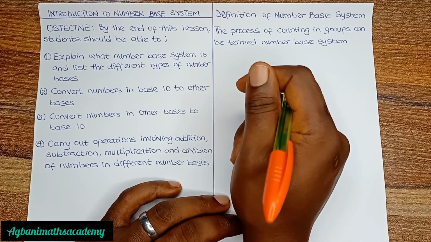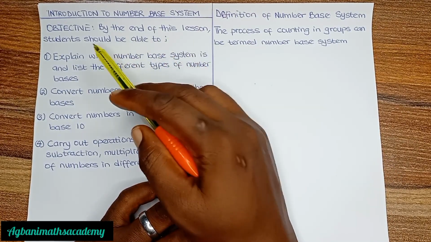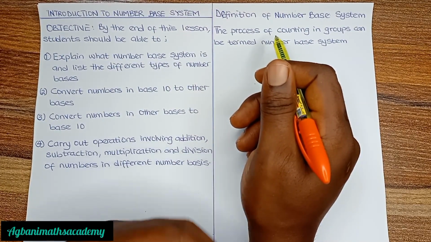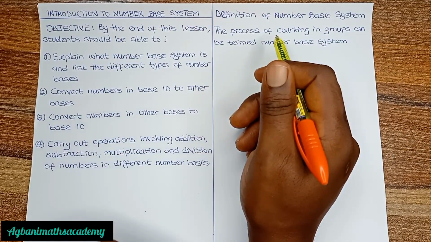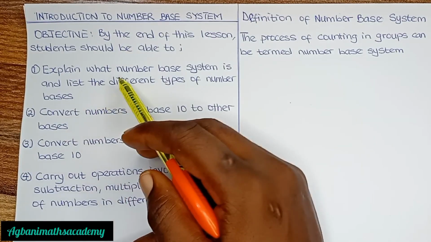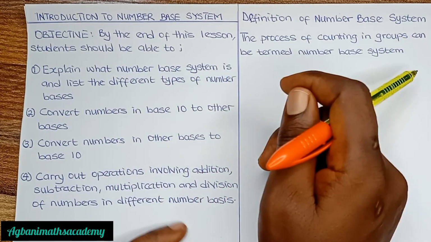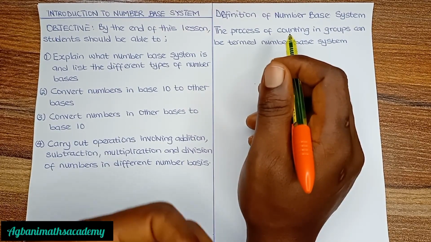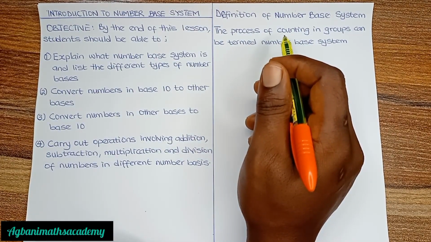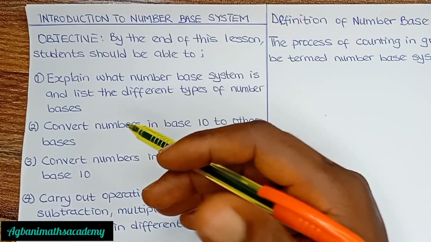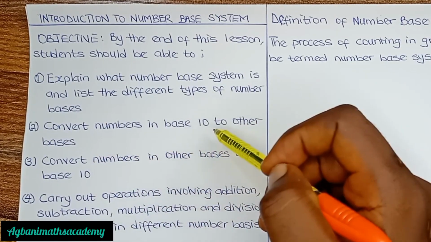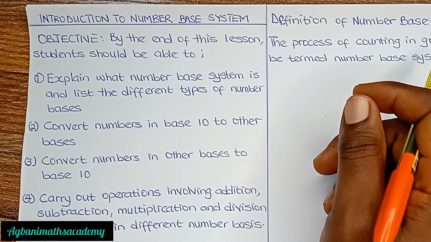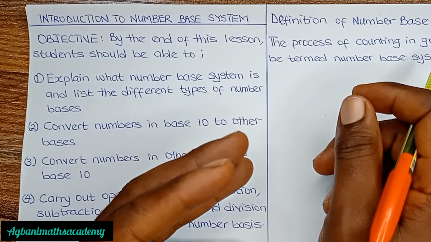Let's look at the objective of this lesson. By the end of this lesson, students should be able to achieve 4 things. The first thing is to explain what a number-based system is and list the different types of number bases. When you go through this lesson, you should be able to explain what number-based systems are and also the different types of number-based systems. The next thing you'll be able to do is convert numbers in base 10 to other bases. So the second objective of this lesson is to help students convert numbers given in base 10 to other bases.